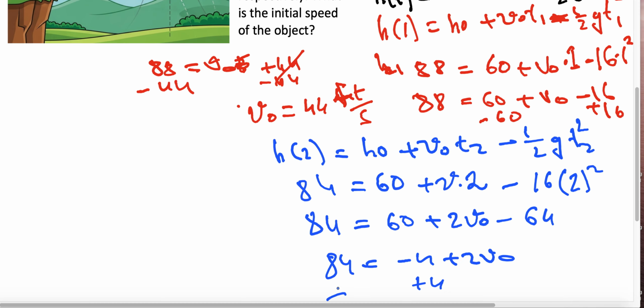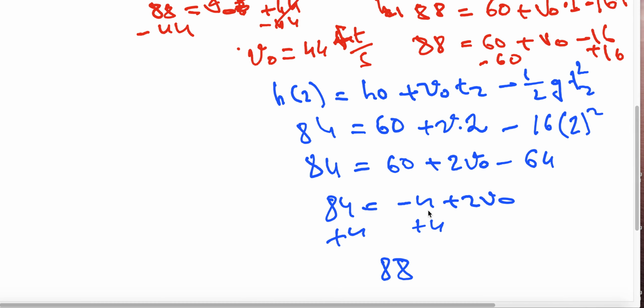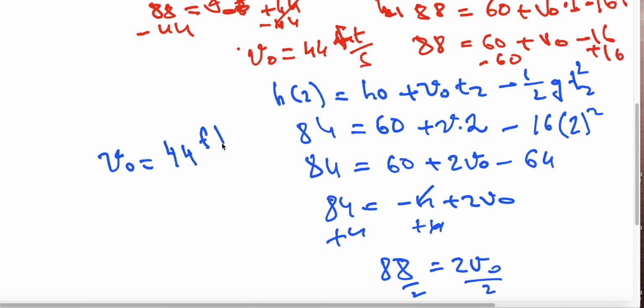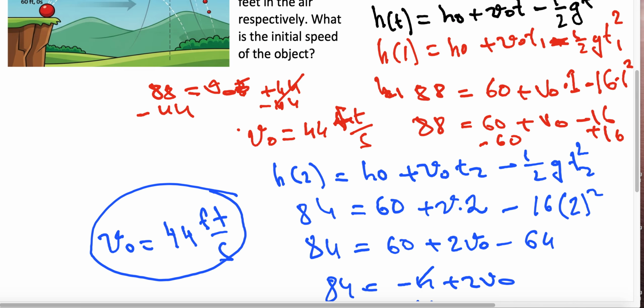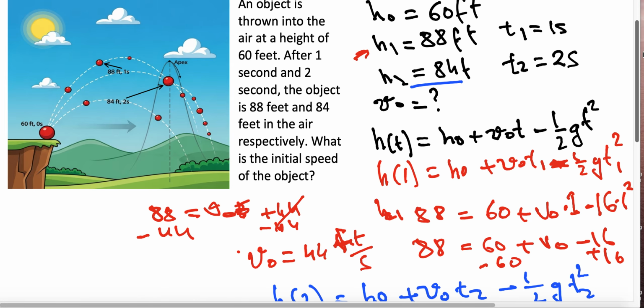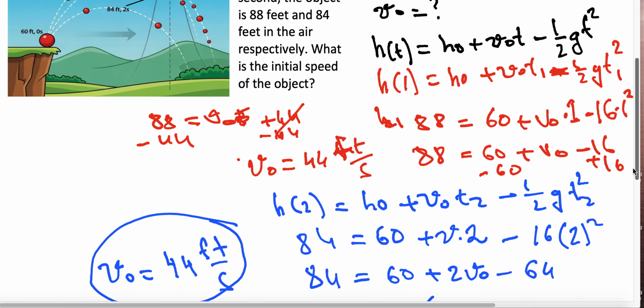Plus 4 here, plus 4 here. So this one is going to be 88 is equal to 2v0. Divided by 2, divided by 2. We already see v0 is equal, well, 88 divided by 2 is 44 feet per second. So this is the velocity. In either way, we are plugging in h1 or h2, so we get the same velocity.